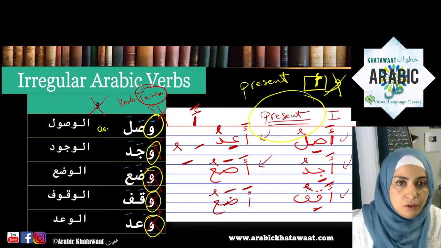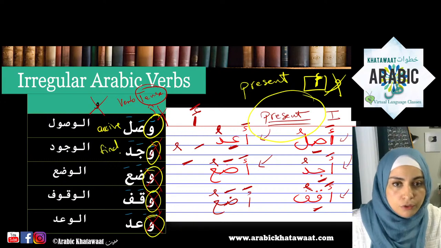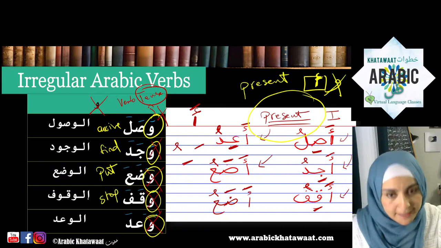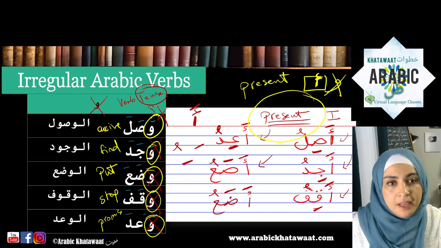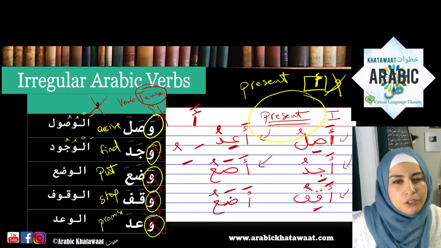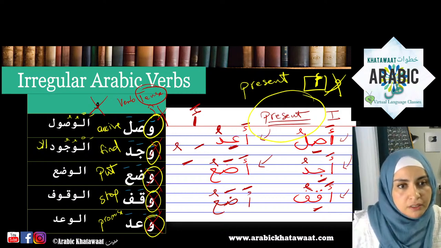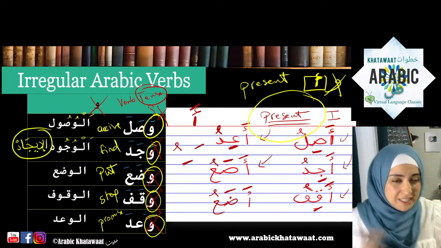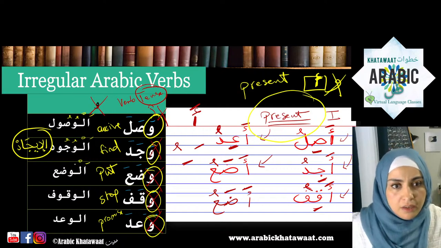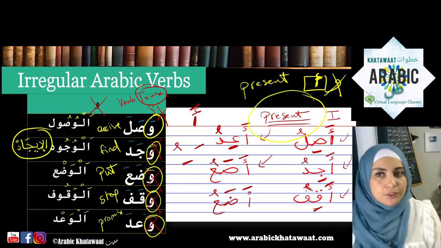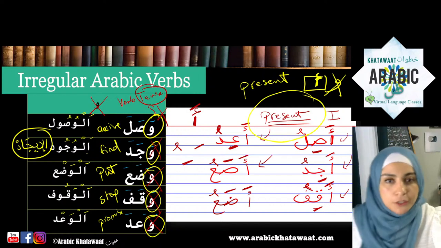Here I'll say wasala, arrive, wajada, find. For those who just joined us, wada'a, put, waqafa, stop, and then wa'ada, promise. And here I have al-wusul, al-wujud, أو وجد الإيجاد. No, هي الإيجاد. It's الإيجاد. And then الوجود is existence. And then we have الوضع, الوقوف, الوعد. So give me examples with irregular verbs using وصل.